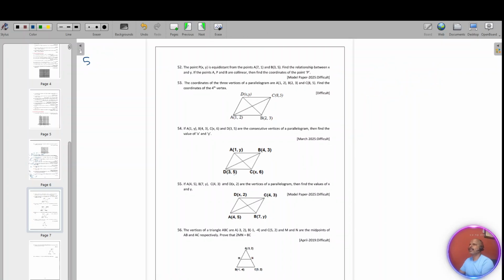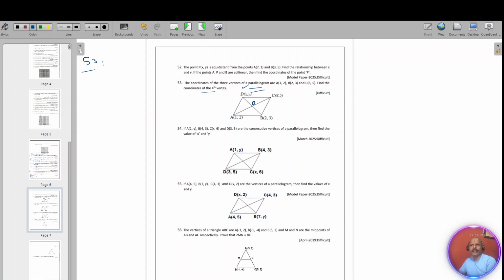53 we will solve. I'll give a hint actually. Let's see. This is a parallelogram. Coordinates of three vertices of parallelogram ABCD are given. Find the coordinates of the fourth vertex. Here you should know the properties of a parallelogram. Diagonals bisect each other is the property. So using that, O is the midpoint of AC and O is also the midpoint of BD, right?